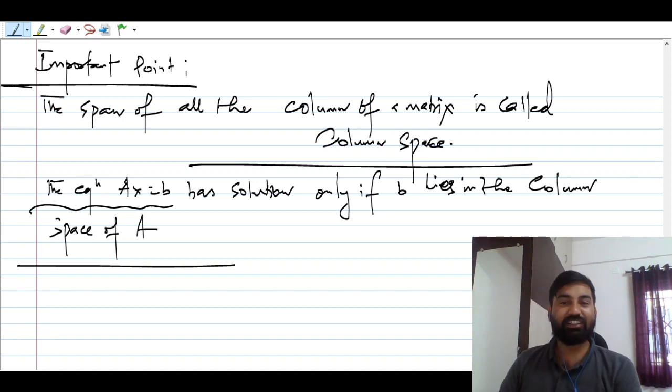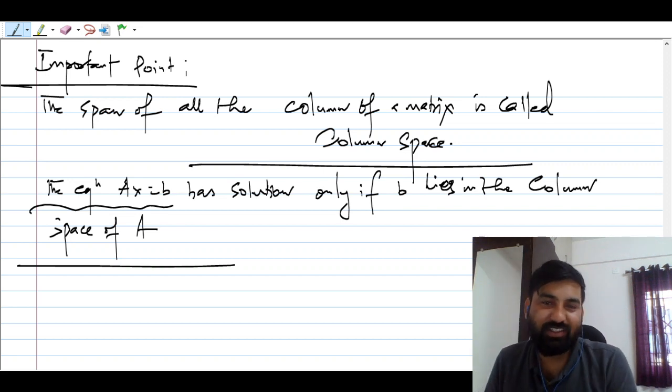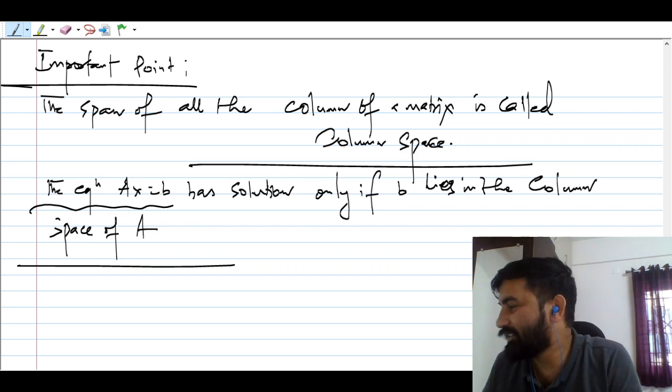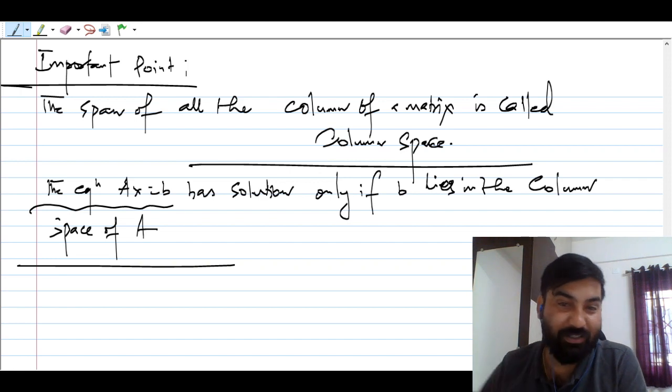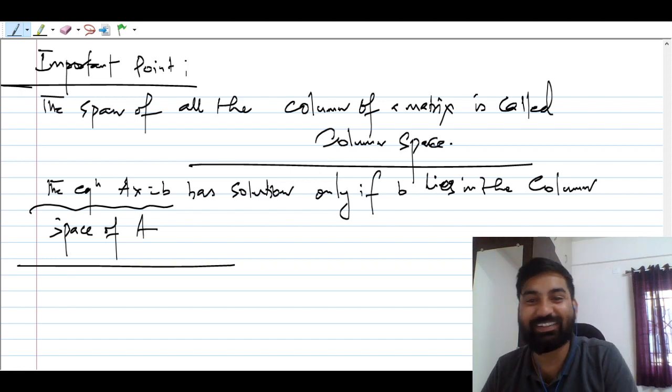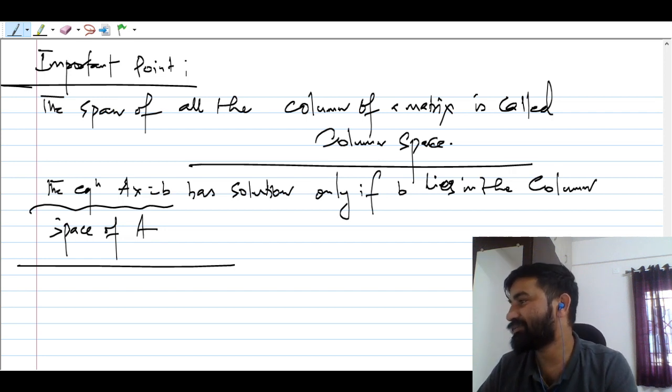So if you want to fill the space, just go for spanning the space. इसको filling the space को हम लोग बोलते हैं spanning the space, right? Spanning the space, filling the space.